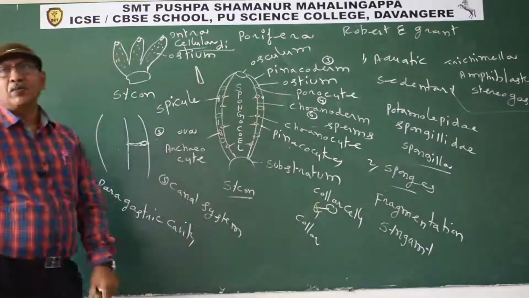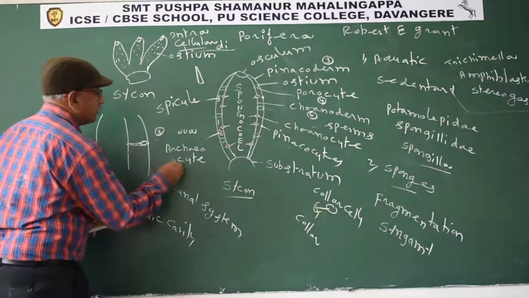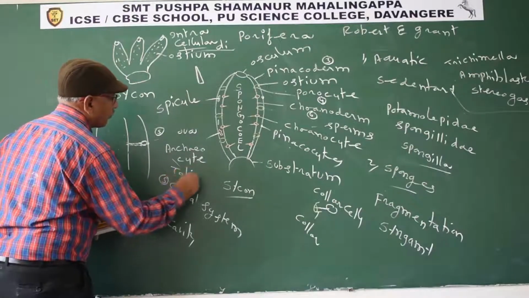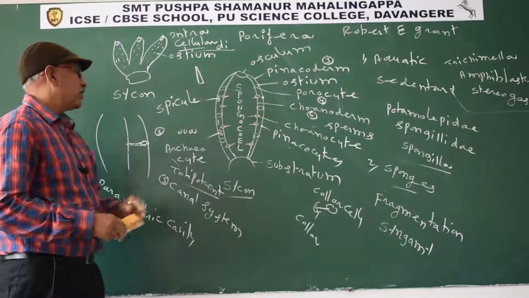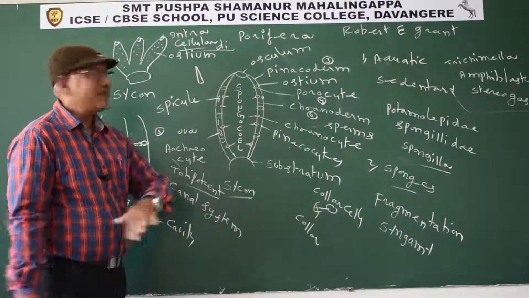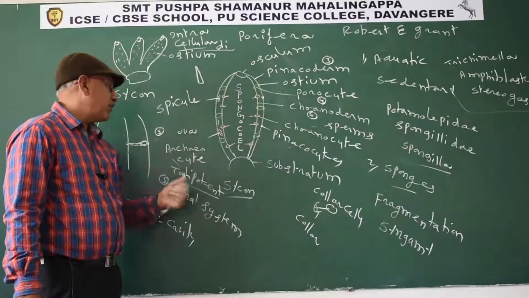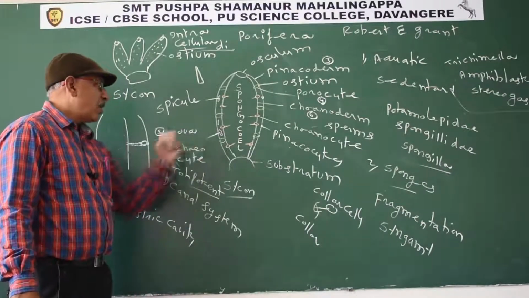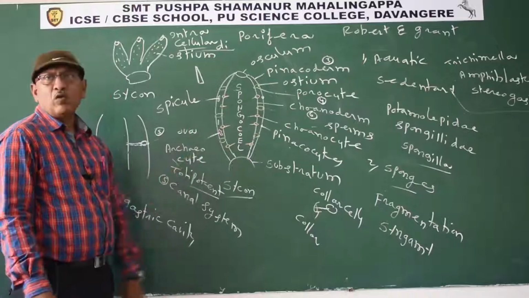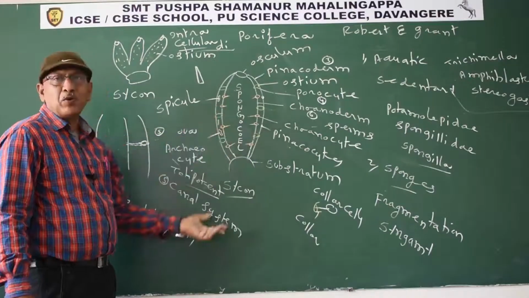Archaeocytes are another type of cells. Actually, they are totipotent cells. What is totipotent? Totipotent means the archaeocyte can produce all types of cells. A cell that can produce any type of cell is known as a totipotent cell. During breeding season, archaeocytes release ova. During breeding season, choanocytes release spermatozoa.